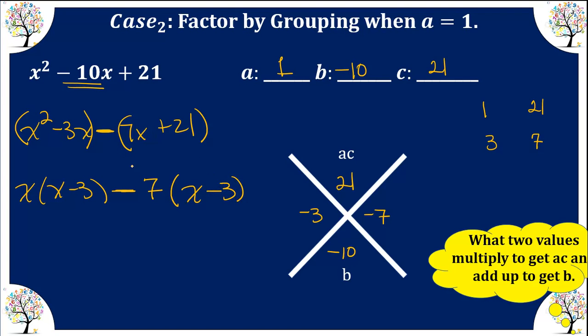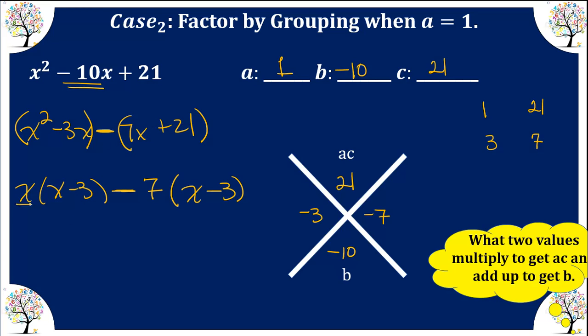Now, when we're working with the negatives, I always like to just, in my mind, redistribute this negative 7 and see if I get back this part of the expression. So negative 7 times x is negative 7x right here. Negative 7 times negative 3 is that positive 21. So just be really careful when we have negatives involved.